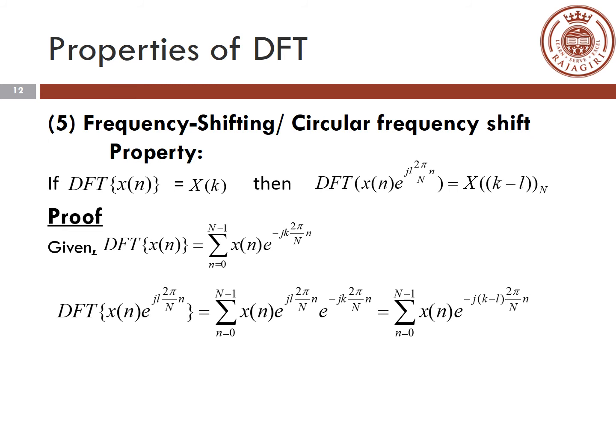into the rest of the formula. Now I can join these two exponentials as a single exponential term. So it can be written as e raised to minus j into (k minus l) 2 pi by N into n. I know it is k minus l, but why can't I insert a capital N again? Capital N is not making any change to this equation. It's merely a 1.